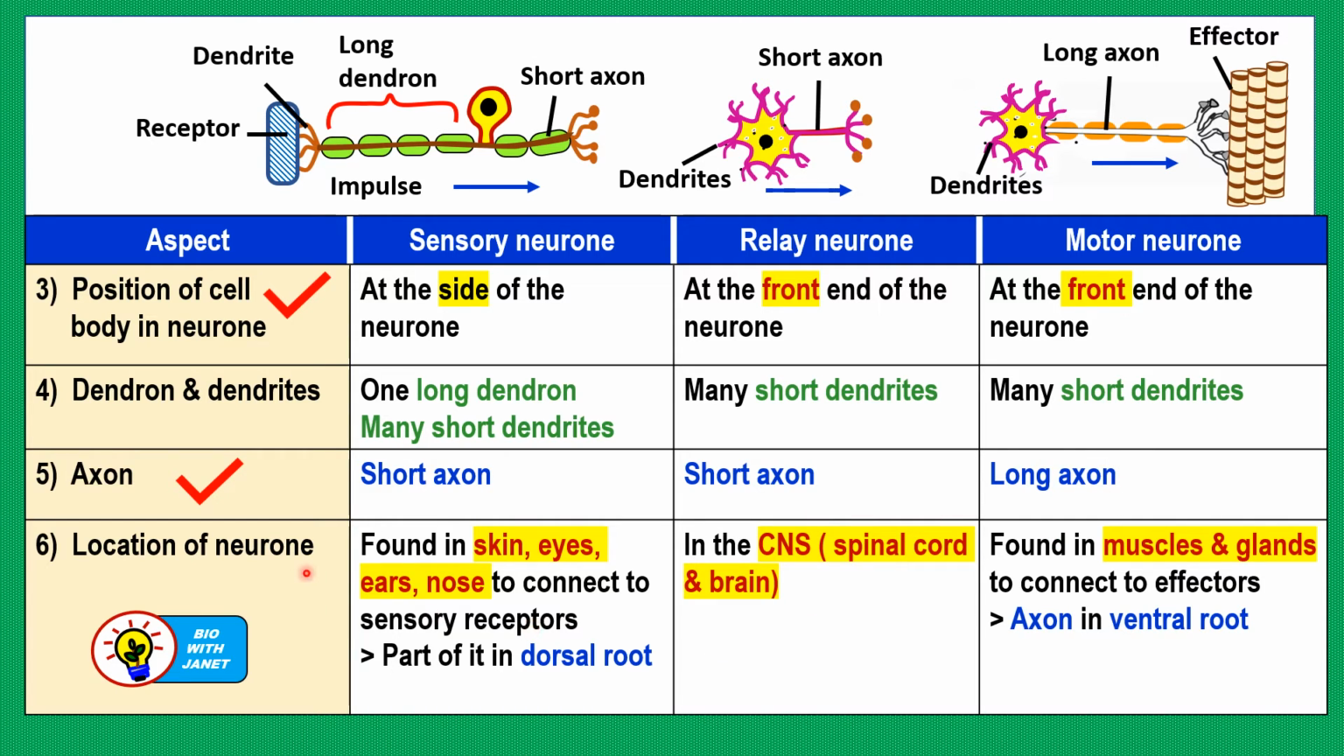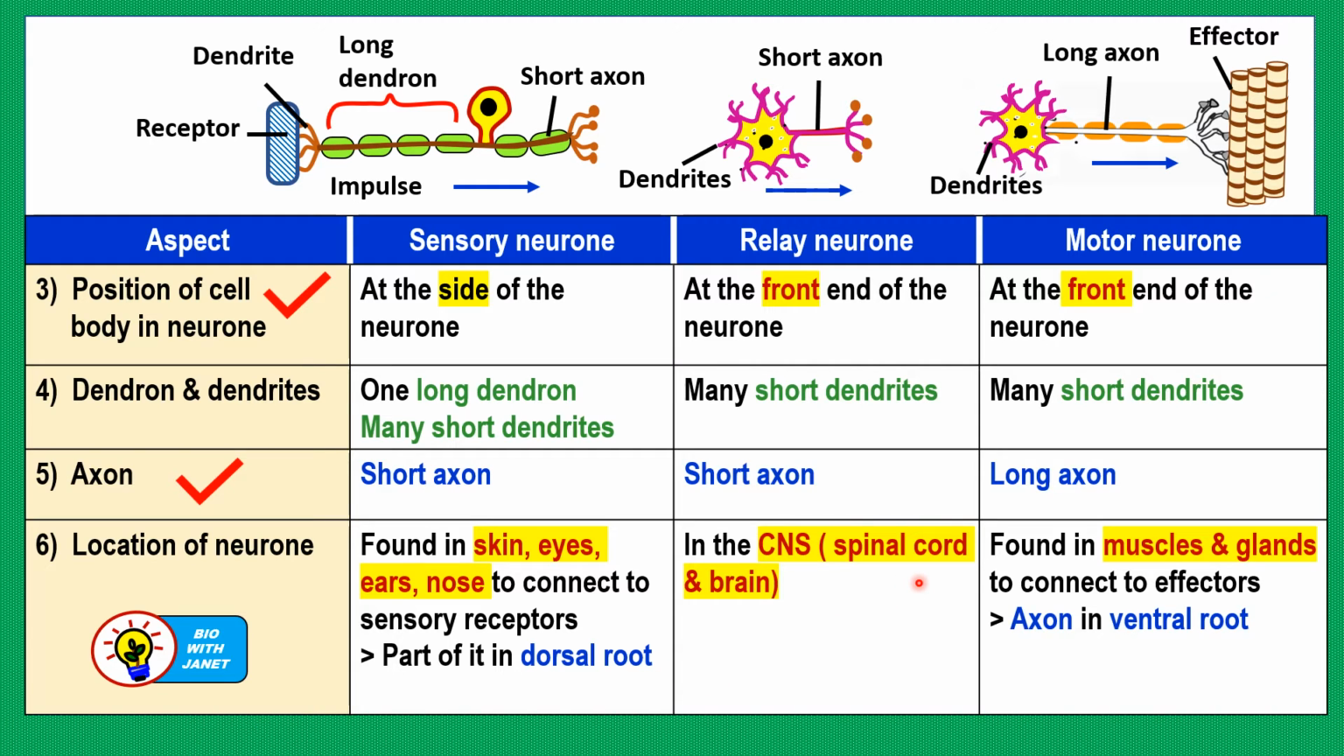Now finally, the location of the neuron in the body. The sensory neuron is found in the skin, eyes, ears, and nose because it is connected to the sensory receptors, as its function is to transmit impulses from the receptors to the central nervous system. And if you look at the structure of the spinal cord, part of the sensory neuron is in the dorsal root, including the cell body, which is in the ganglia.